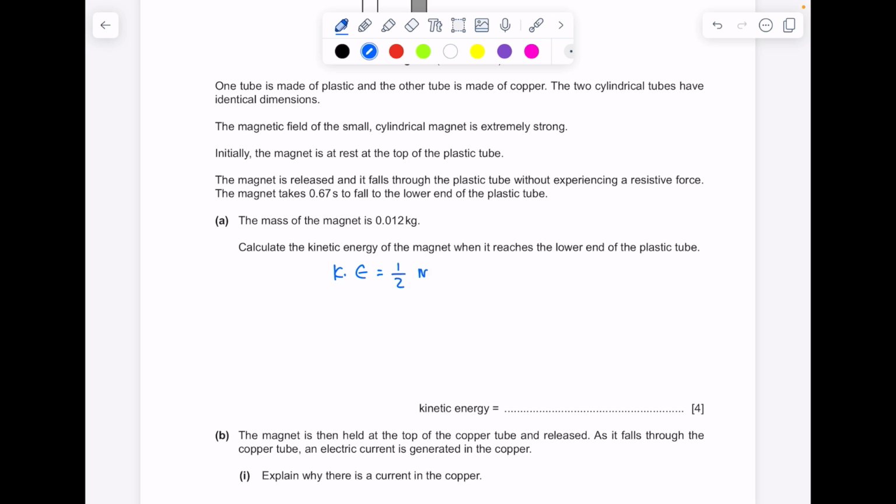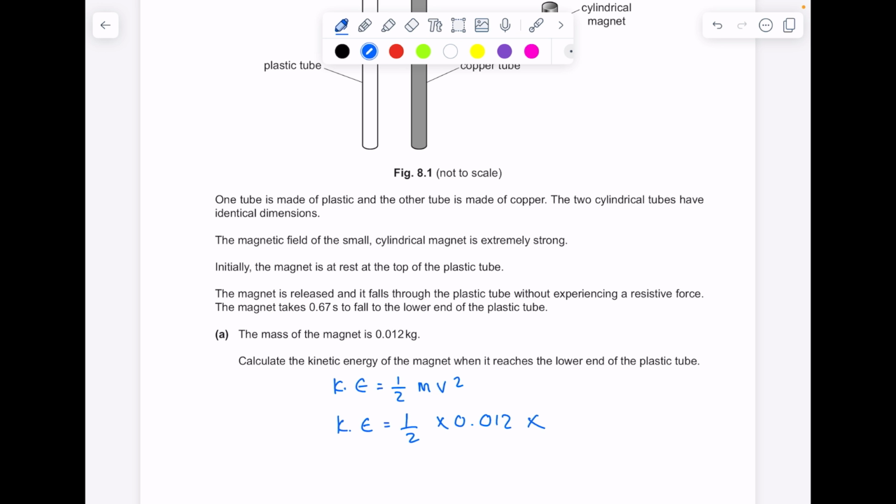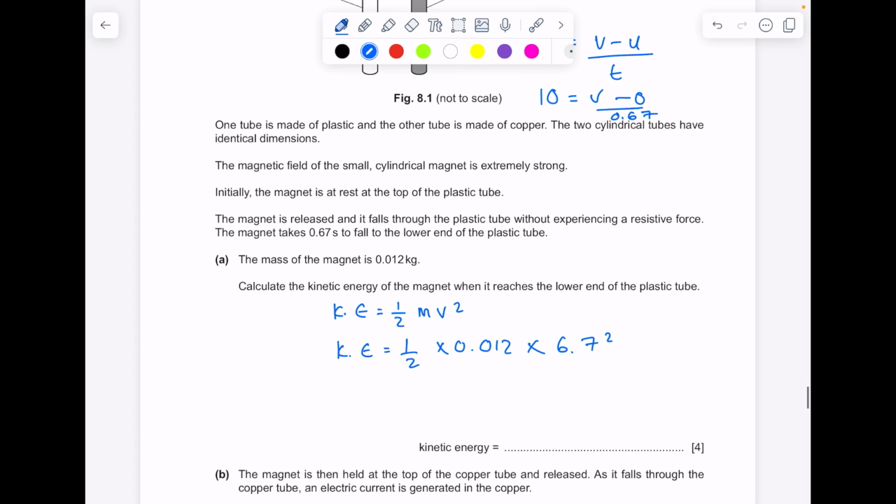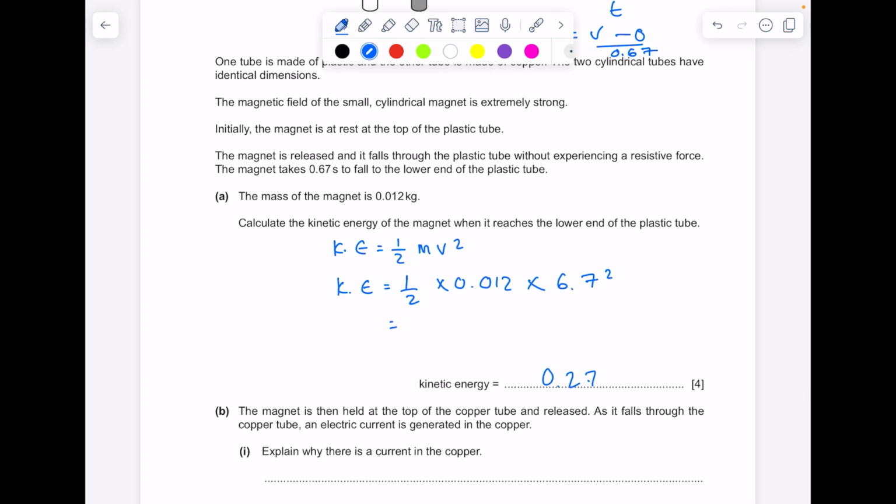So here's the equation you want to use. We've got the mass, which is 0.012, but we don't have that speed squared. But remember, acceleration equals change in speed over time. Acceleration due to gravity is 10 meters per second squared. The magnet is at rest, which means that initial speed is 0. We're after the final speed. The time we've been told is 0.67. So to find the speed, it's 10 times 0.67. It's 6.7. So now you're ready to put that into your calculator. 0.27 joules is our answer.